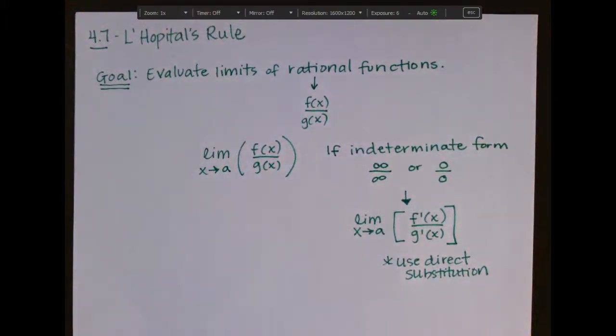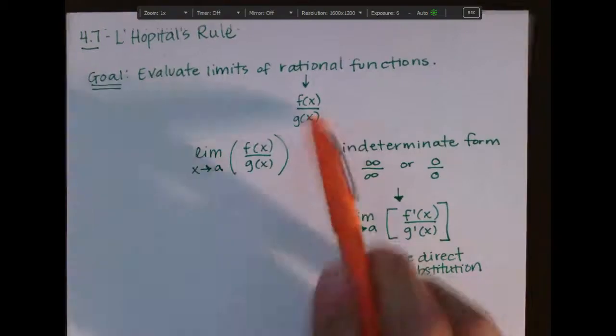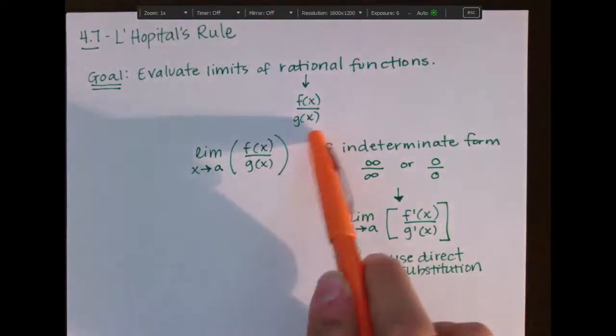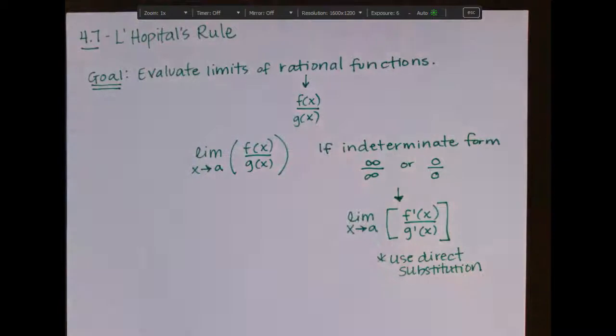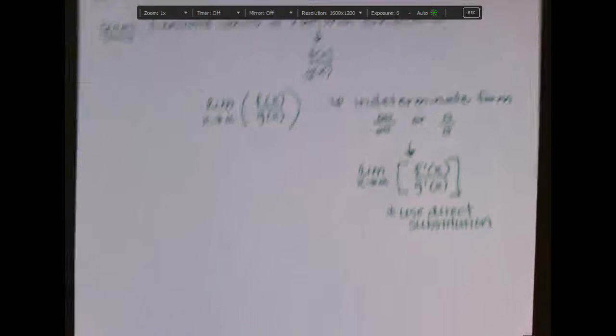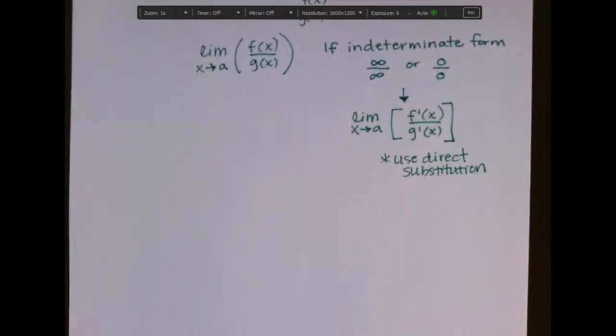You want to be careful not to confuse this with the quotient rule. If I were just asking you to find the derivative of something that was rational, you would have to use the quotient rule. But in this case, we're not trying to find the derivative. The goal is to evaluate the limit. It just so happens that the derivative helps us get there. So let's take a look at a couple of examples.